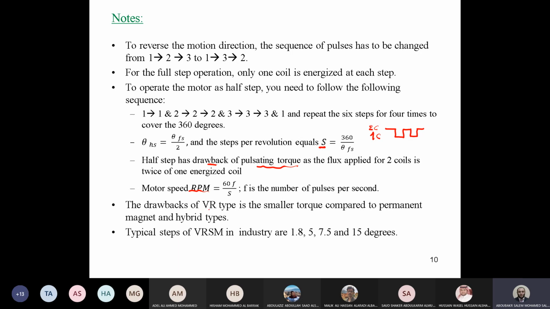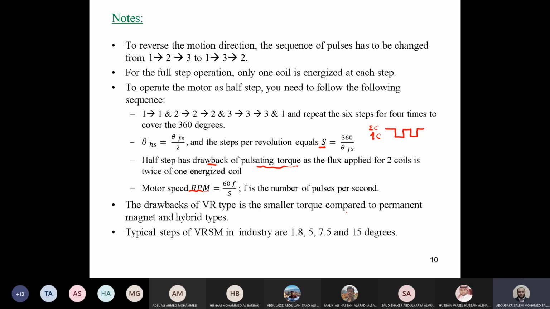The drawback of the variable reluctance type is the smaller torque compared to permanent magnet and hybrid types. So this is now as an introduction. You will find that in permanent magnet and hybrid motors, the torque will be higher.